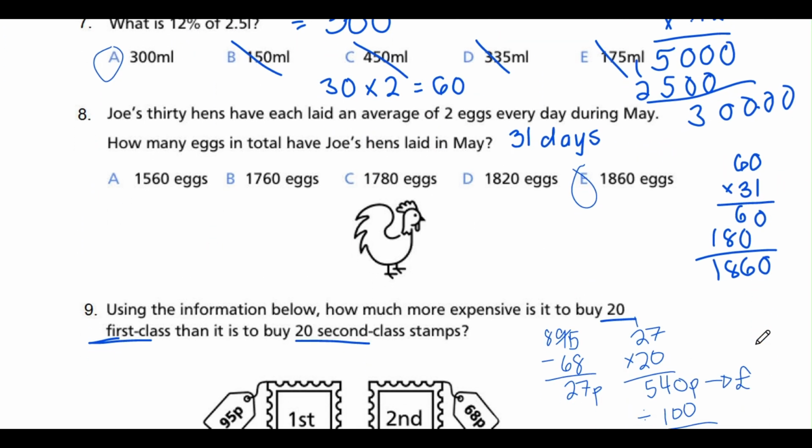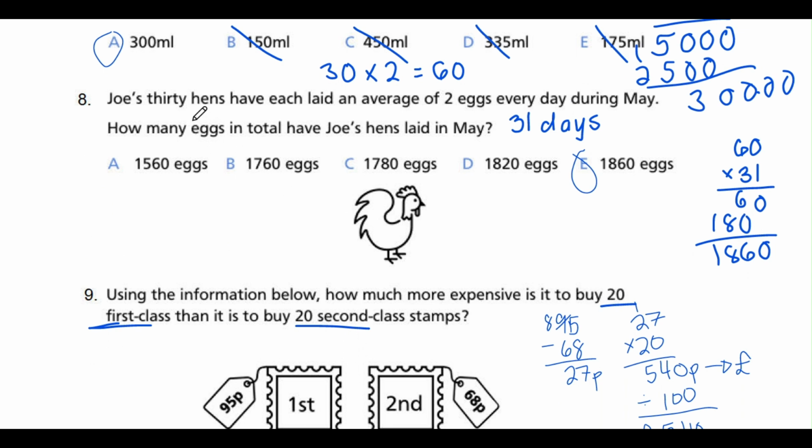Question 8. Here is your question. Joe's 30 hens have each laid an average of 2 eggs every day during May. How many eggs in total have Joe's hens laid in May? Your multiple choice options are A. 1560 eggs, B. 1760 eggs, C. 1780 eggs, D. 1820 eggs, or E. 1860 eggs. The correct answer is E, which is 1860 eggs.